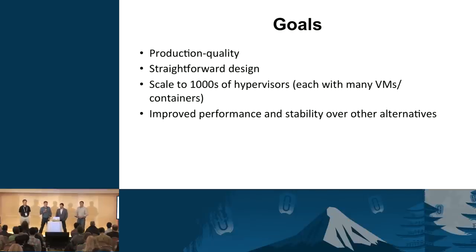So some of the goals of the OVN project. One, it should be production quality. I think OVS has a pretty good reputation generally for the switching component itself, for performance and for stability. The design's pretty straightforward. It's fairly easy to reason about. We plan to scale to thousands of hypervisors, and that's just the connection to the hypervisors. That doesn't include multiple containers or VMs running on those hypervisors. We've really looked at trying to improve the performance and the stability over some of the other alternatives that we've seen out there that provided some of these features.